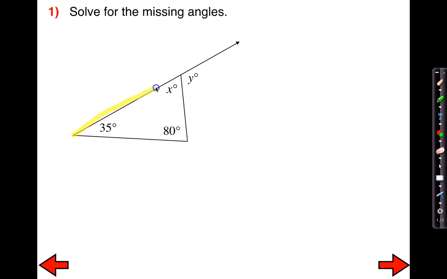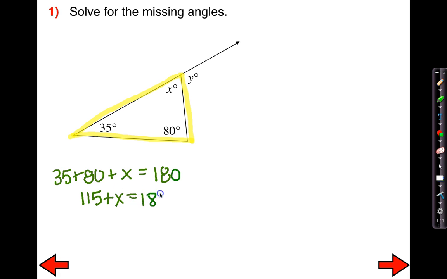How? Well, I know that all interior angles of a triangle should add up to 180 degrees. So guess what? That means 35 plus 80 plus X should equal 180 degrees. Now I have an equation. I can go ahead and solve for X. 35 plus 80 is 115, so 115 plus X equals 180 degrees. Simply subtract 115 from both sides, and you would be left with X equals 65 degrees. So now I know the value of X is 65 degrees.